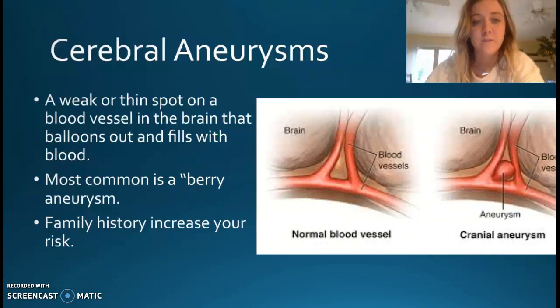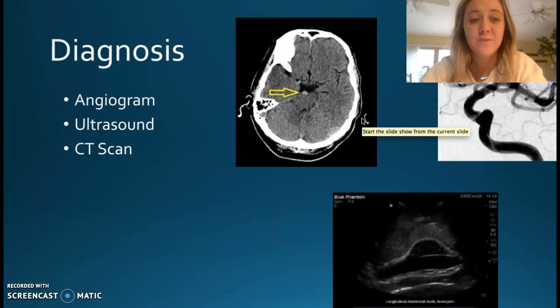So now we're going to go into cerebral aneurysms. A cerebral aneurysm is a weak or thin spot of a blood vessel in the brain that balloons out and fills with blood. Causes of cerebral aneurysms include trauma or injury to the head, infection, tumors, and smoking. Again, most people don't feel symptoms for this, but some may include severe headaches, pain behind the eye, numbness, weakness, or paralysis on one side of the face, dilated pupils, vision changes, nausea and vomiting, change in mental status, loss of consciousness, and you can also experience some seizures.